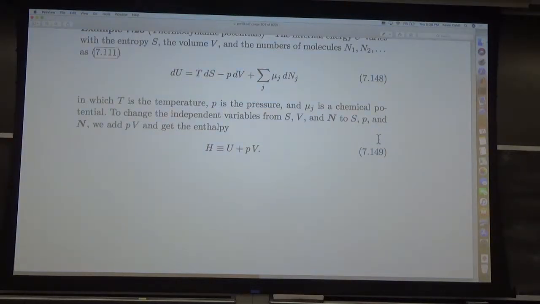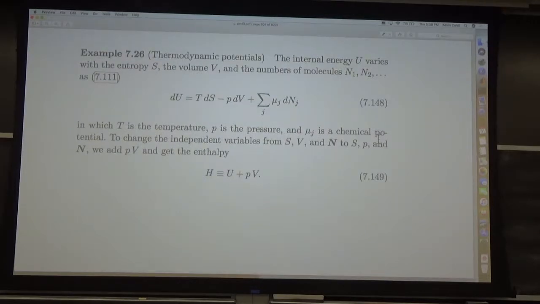Well, thermodynamics provides many illustrations of the change of variables.